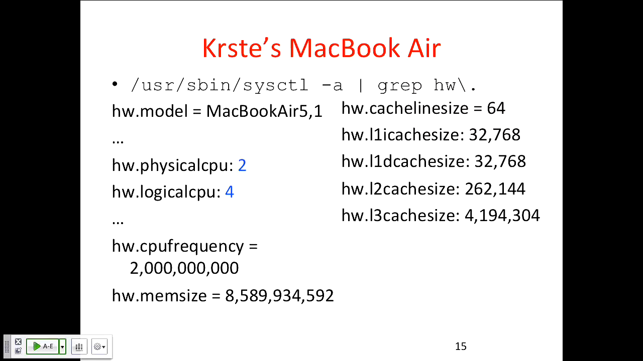Okay, and these are some of the other parameters: I have 8 gigs of RAM. These are the caches, 32K level 1 cache, 256K level 2 cache, 4 meg level 3 cache. So you can see all these real hardware parameters of your laptop.